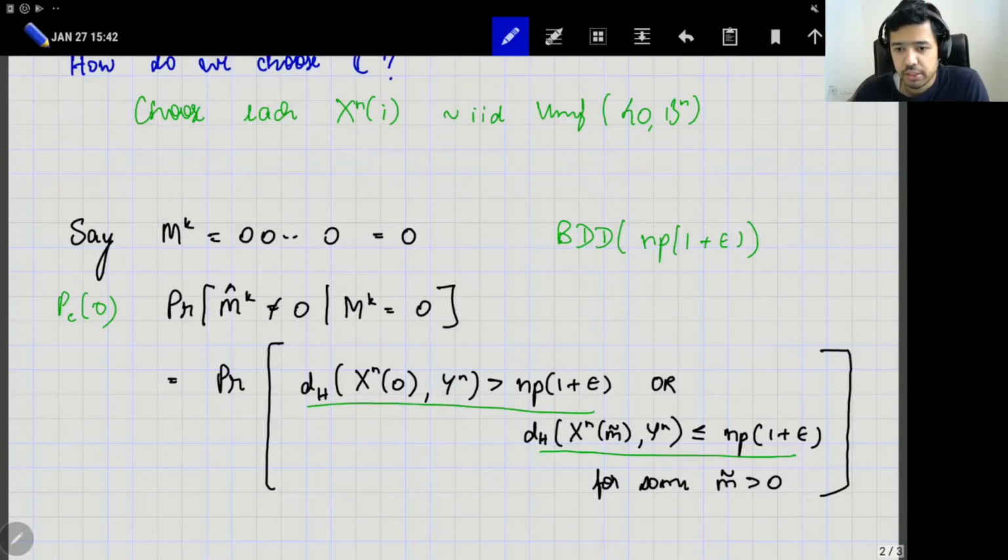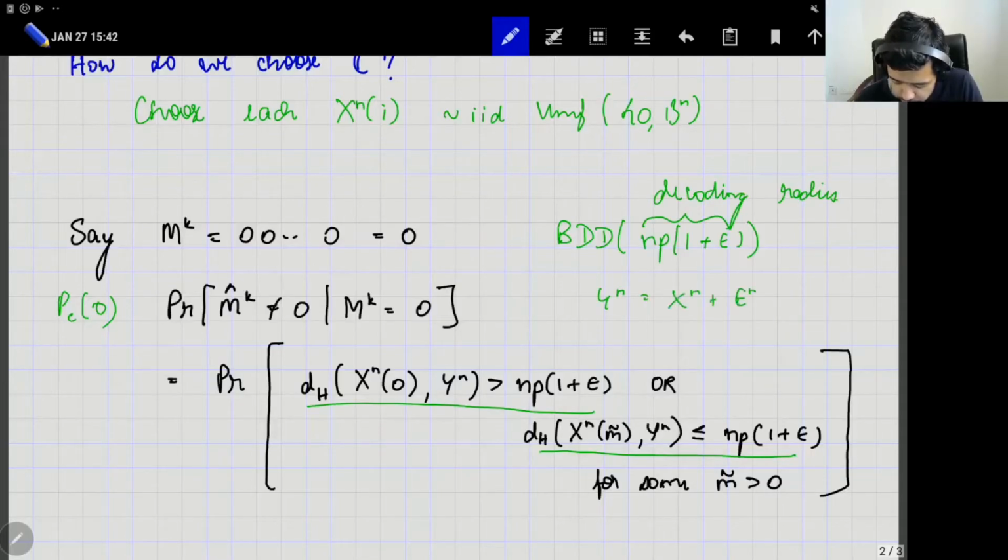So we're using a bounded distance decoder with a decoding radius r equal to np times 1 plus epsilon. This is called the decoding radius. Now since the channel is yn equal to xn XORed with en, and en is IID Bernoulli P, we expect to see only roughly np ones in en. So the distance between the transmitted sequence and the received sequence is going to be roughly np. That's why we add an additional tolerance factor of epsilon. As long as the received sequence is within distance np times 1 plus epsilon, we declare that to be the transmitted sequence.